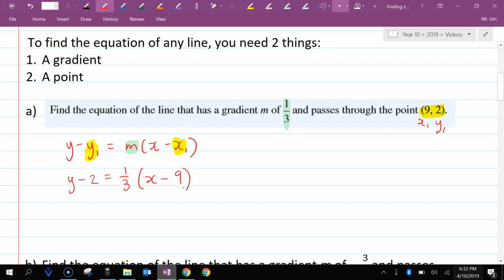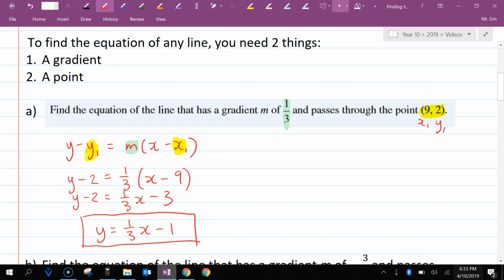Now all we need to do is expand the brackets. So y minus 2 is equal to 1/3 x minus 3, because just to refresh your memory, 1/3 times x is 1/3 x, 1/3 of minus 9 is minus 3. And then we can just add 2 to both sides. So y is equal to 1/3 x, and minus 3 plus 2 is minus 1. And that's the equation of the line that has a gradient 1/3 and passes through the point 9, 2.